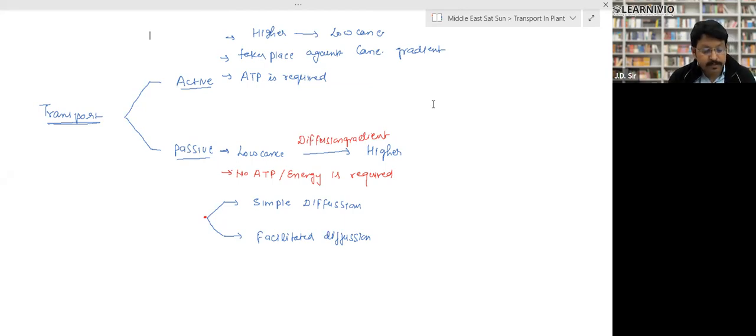Translocation is essentially multidirectional in case of phloem. This was the question actually. In case of phloem, mineral and organic solutes are translocated.